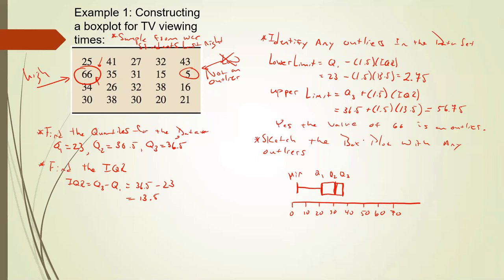Now, how you show 66, the outlier, on a box plot is a little different. So you're gonna go to the number 66, and you're gonna put a little asterisk, okay? What that tells me is this value is an outlier, okay?